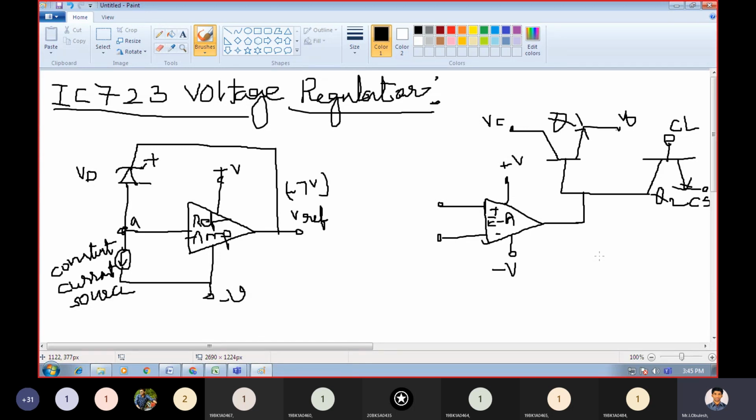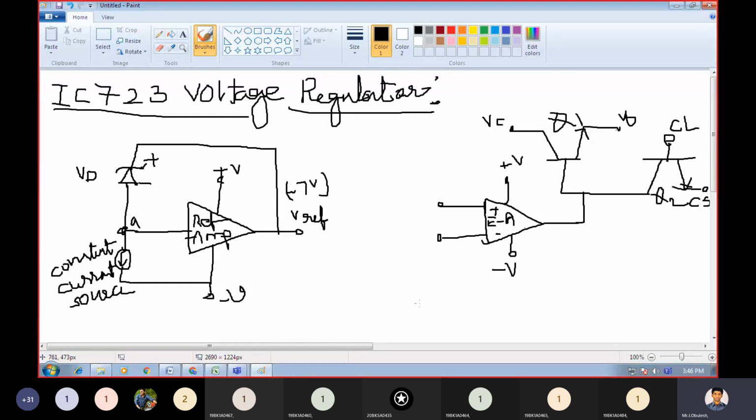So if you want to overcome these two limitations, it can be adjusted over a wide range of both negative and positive regulated voltages. Here we have the regulated negative and positive voltages V plus and V minus. So we need to adjust these two and overcome those two limitations.